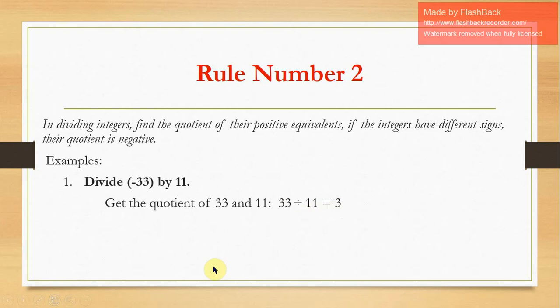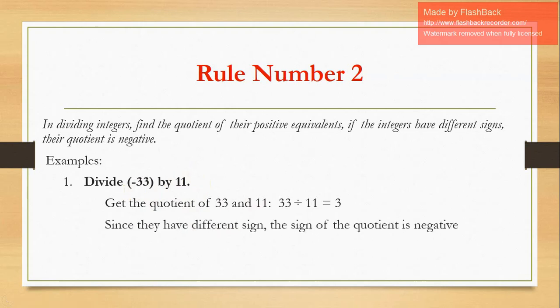Next step, look for the sign. Look if the given contains same sign. May same sign ba yung given? The answer is no, because the first given contains negative sign and the second given contains positive sign. Therefore, we need to follow rule number 2. Since they have different sign, the sign of the quotient is negative. Hence, negative 33 divided by 11 is equal to negative 3, because they contain different sign.